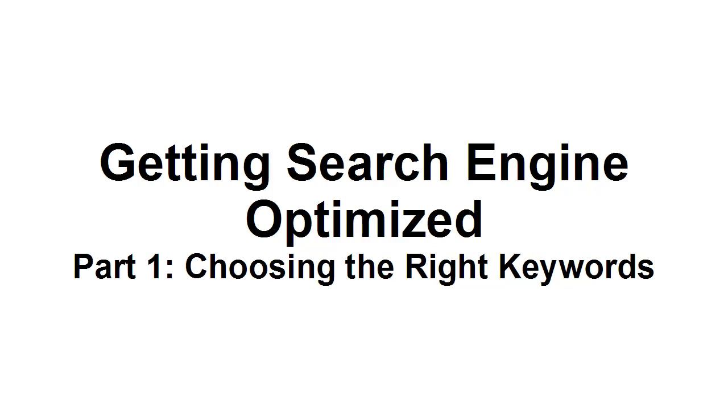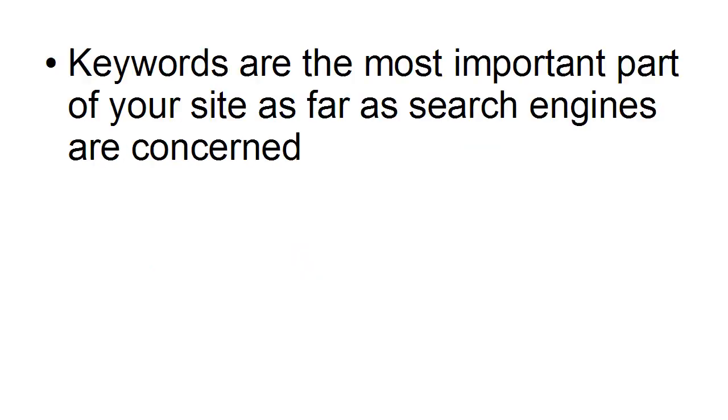One of the best ways to get free traffic is through search engines. And the best way to get free traffic from search engines is via search engine optimization, otherwise known as SEO. And there are two key components to getting good rankings in the search engines. And the first one, which we're going to cover in this video, is choosing the right keywords. Because you see, keywords are the most important part of your site as far as the search engines are concerned.